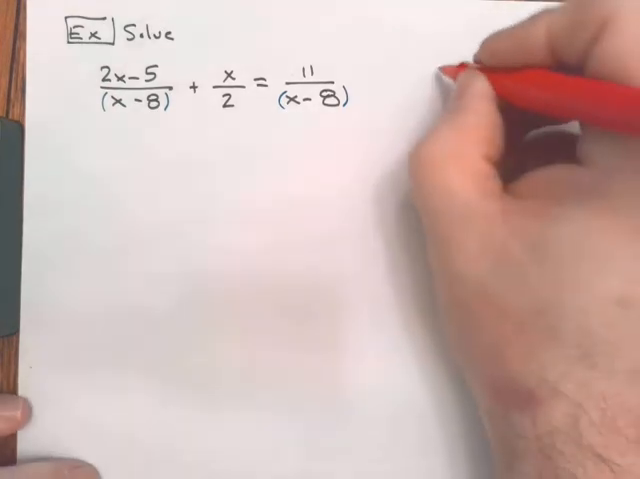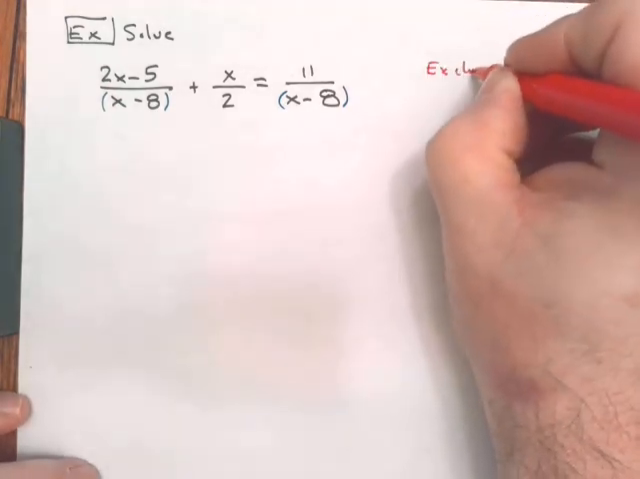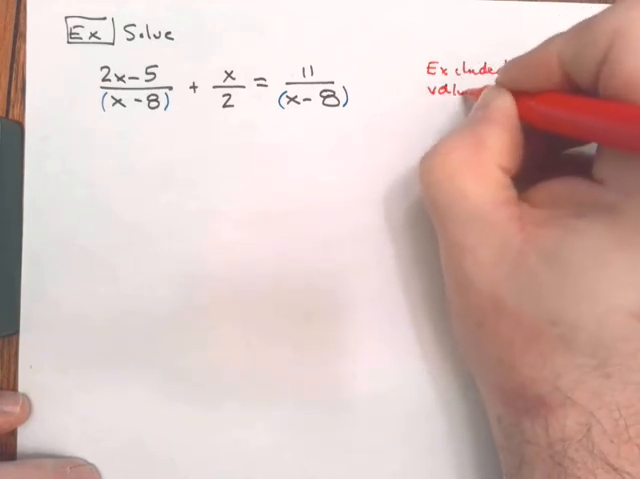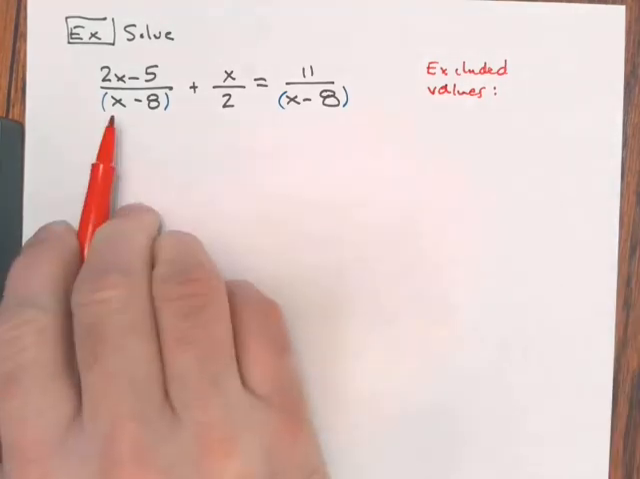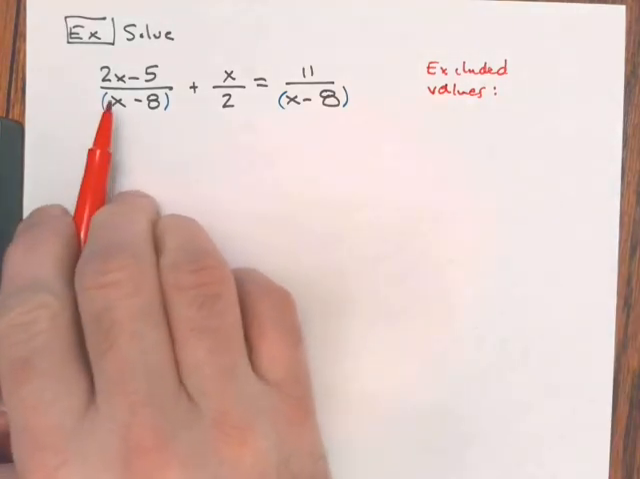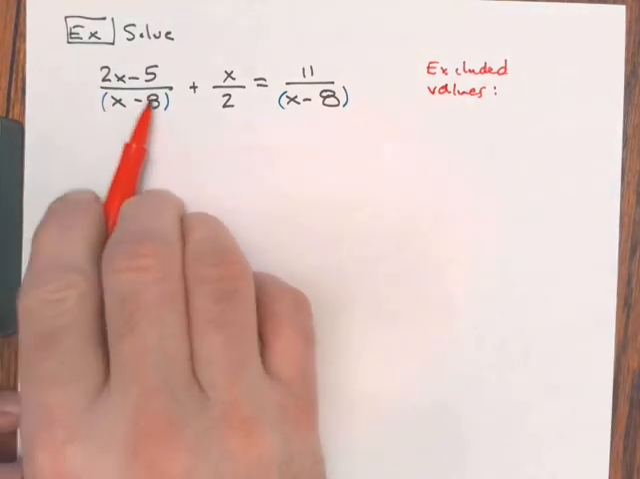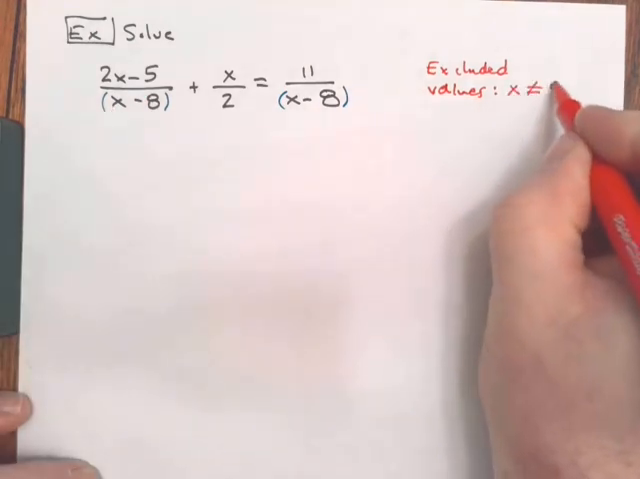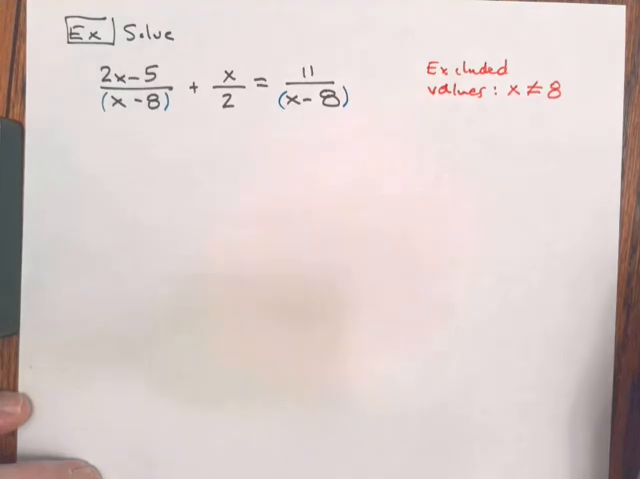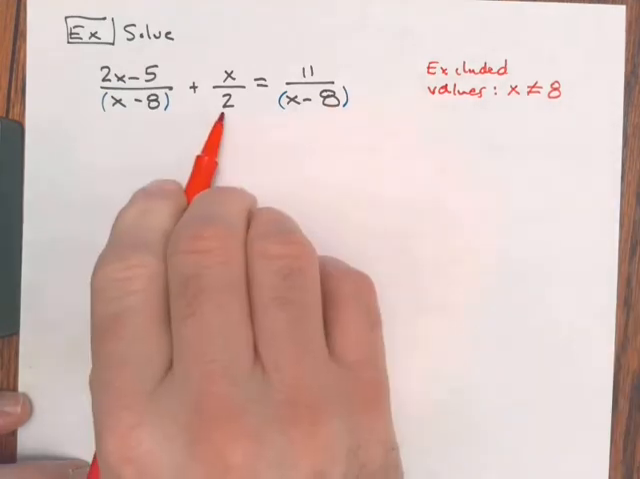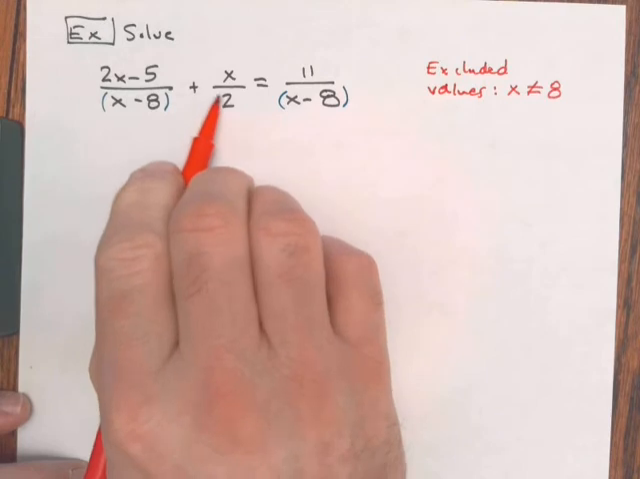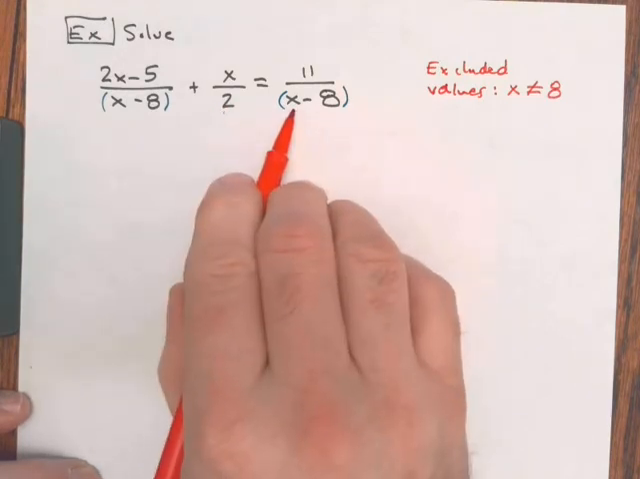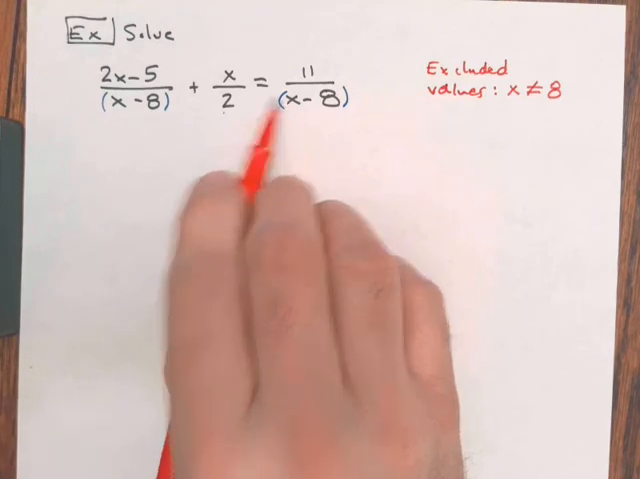At some point, I'm going to want to list out my excluded values. The bottom of this first fraction is an x minus 8. What would make this denominator 0 is if x were 8. So x cannot equal 8. Otherwise, we would divide by 0. This fraction has a 2 in the bottom. Don't have to worry about dividing by 0. It's always just the number 2. And here, 8 again would be our excluded value.